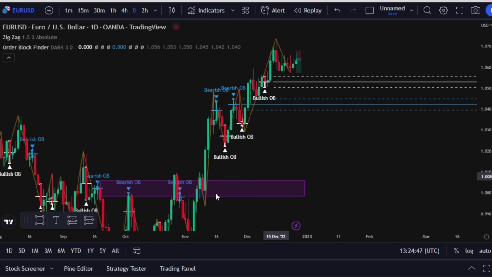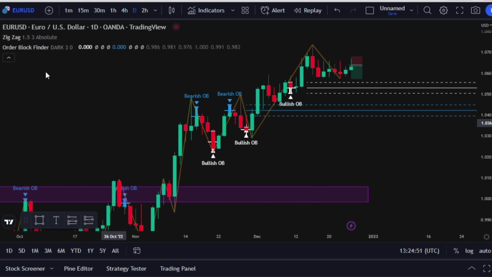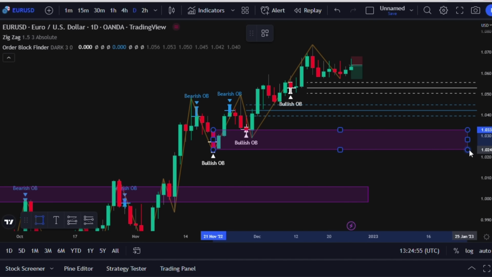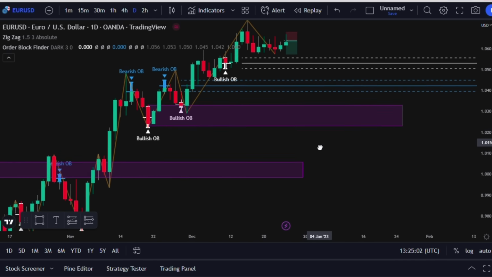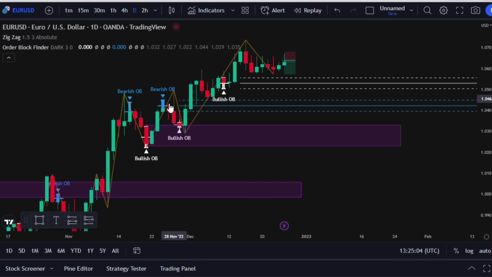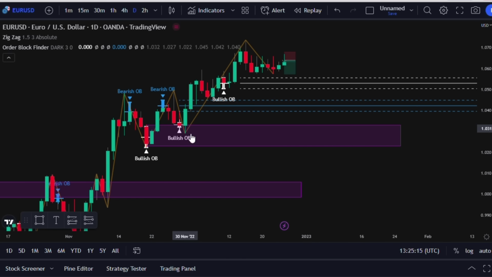As you can see, price is in an uptrend and has created this bullish order block here. When price reached this bullish order block, it rose up and continued in the upward direction. But as you can see here, price did not respect these two bearish order blocks, and the reason for that is the price is in an uptrend and has a minor tendency to respect the bearish order blocks.